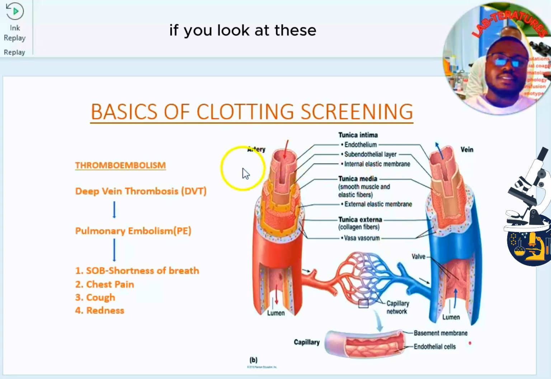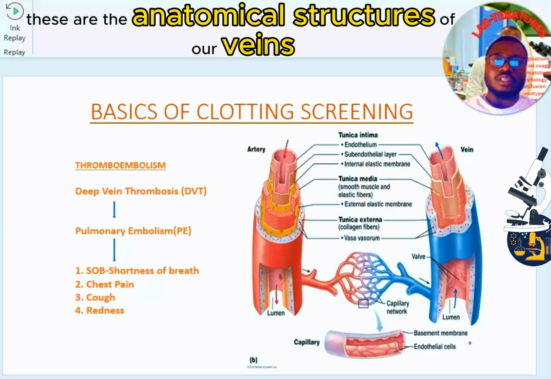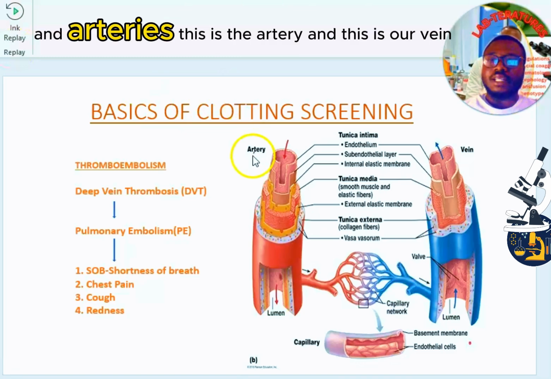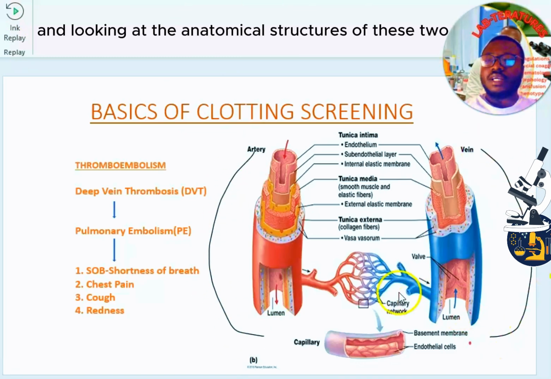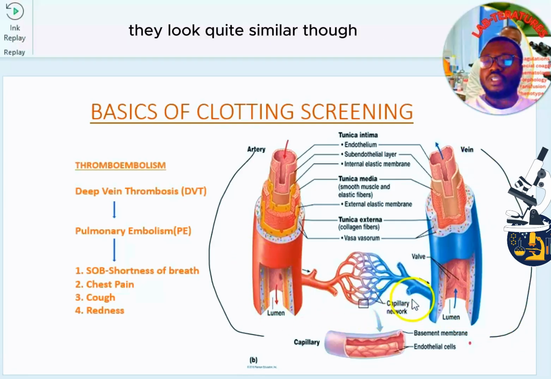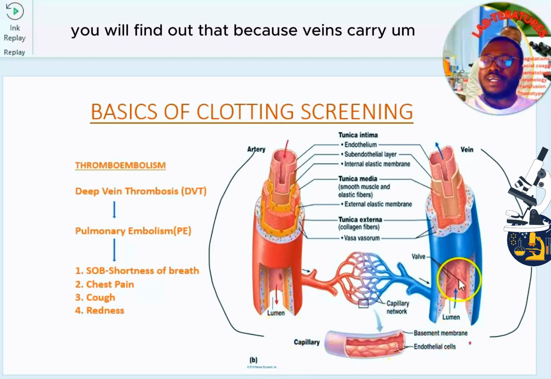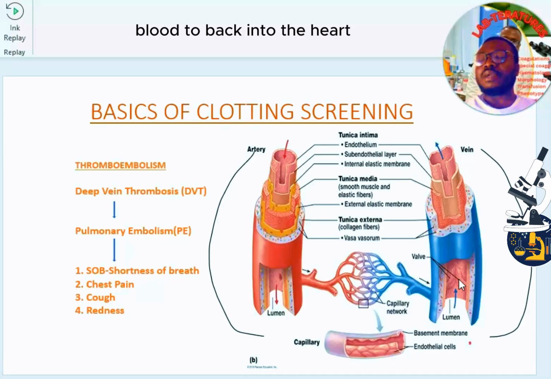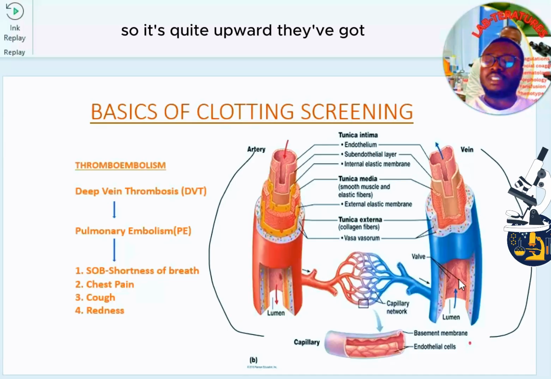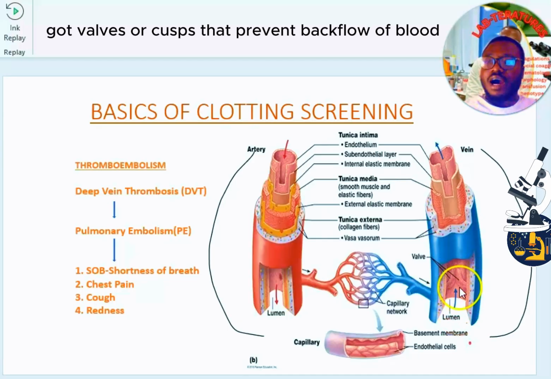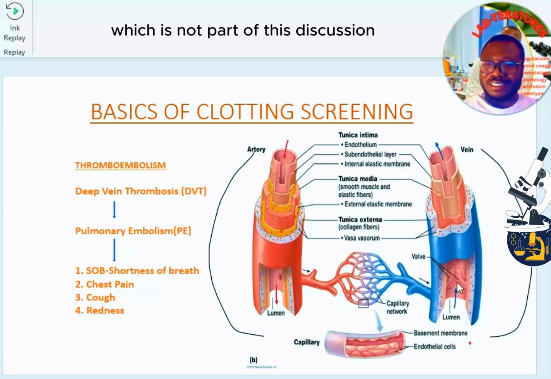If you look at these, these are the anatomical structures of our veins and arteries. This is the artery, and this is our vein. And looking at the anatomical structures of these two, they look quite similar. So when you go into this lumen, you'll find out that because veins carry blood back into the heart, just quite upward, they've got valves or cusps that prevent backflow of blood, which is not part of this discussion.